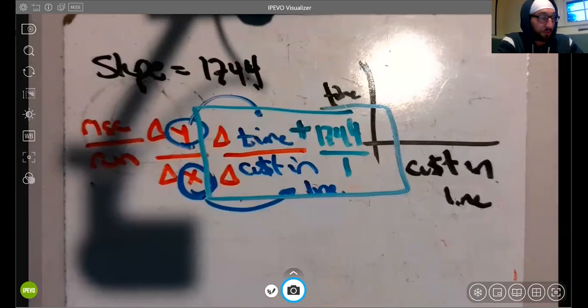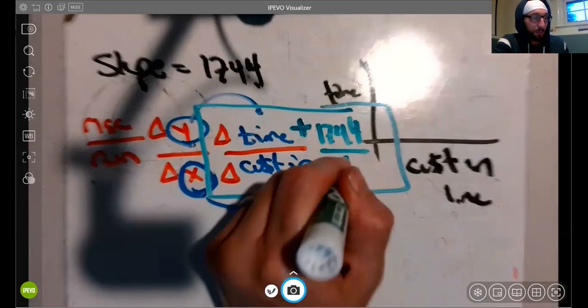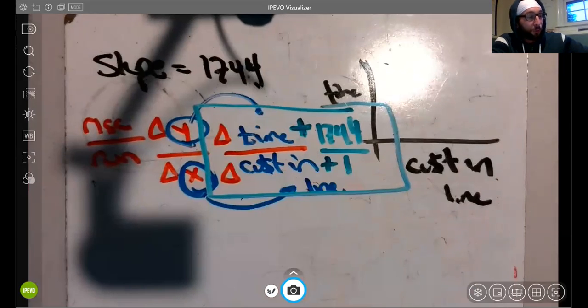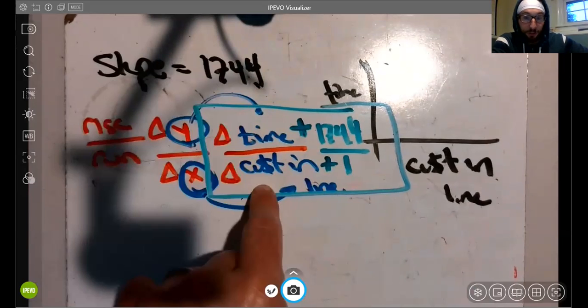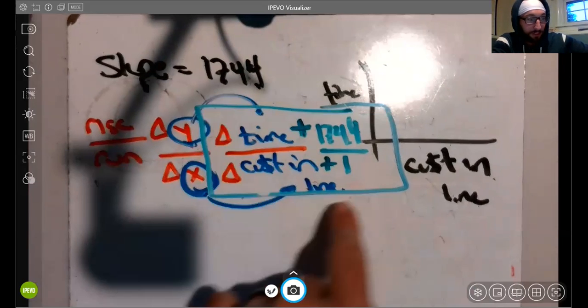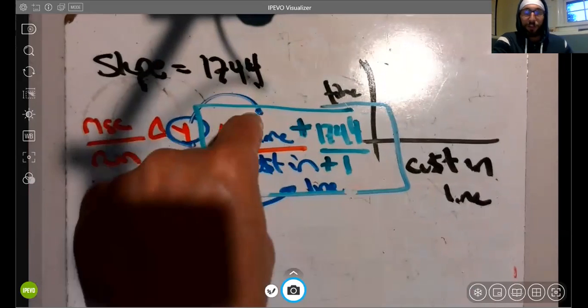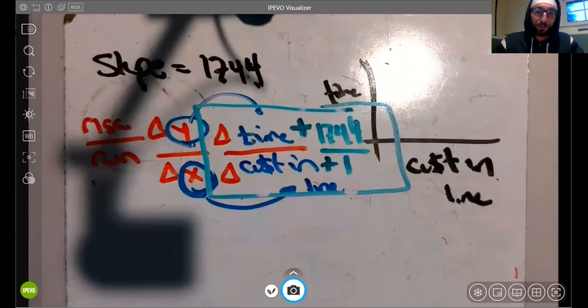We're always going to view the positive or negative in the numerator, so the bottom is always going to be positive. So we're going to say, when the number of customers in front of you in line goes up by 1, the predicted time to complete your checkout goes up by 174.4. So slope is not something you just have to memorize. It's something that you can logically arrive at based on what you know about slope.